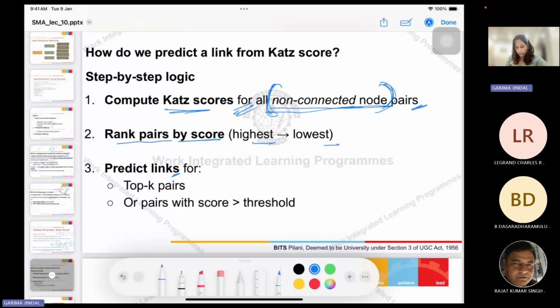Either you can choose the top k pairs. Maybe the value of k is 3. For the top 3 pairs of nodes, you will say that there will be a link between them. Otherwise, you can have a threshold, and say that wherever the score is more than the threshold, there will be an edge. This is how we predict the edges using the CART score.